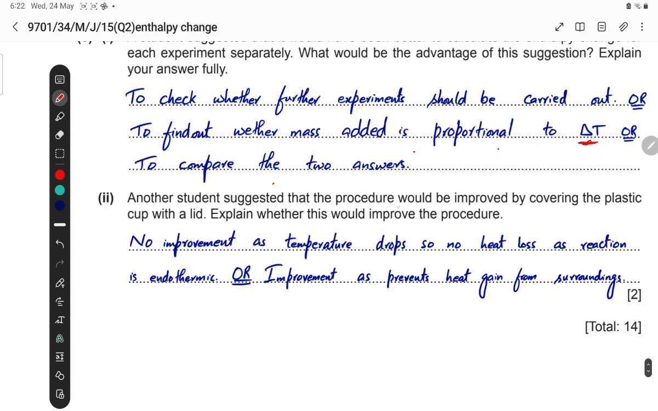Another student suggested that the procedure would be improved by covering the plastic cup with a lid. Explain whether this would improve the procedure. No improvement, as temperature drops, so no heat loss as reaction is endothermic. So this should be the answer. Or you can write down improvement, as to prevent heat gain from the surroundings if the reaction is exothermic. So hopefully you got it.